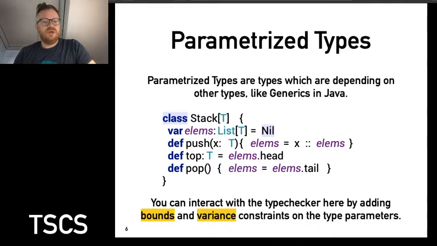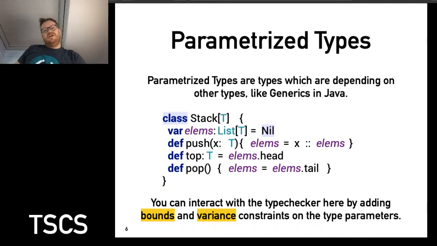Whenever we push things to the stack, we add them to the list. When we see the top of the stack, we take the head of the list, and when we pop things, we just take the tail and disregard the head. So it's basically just a mapper between a stack and a list.